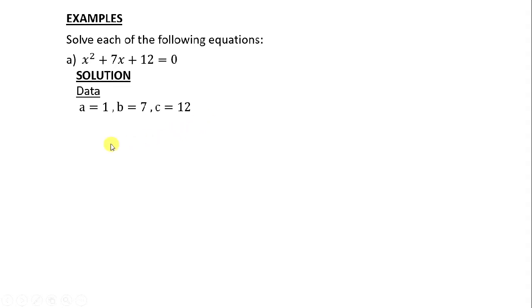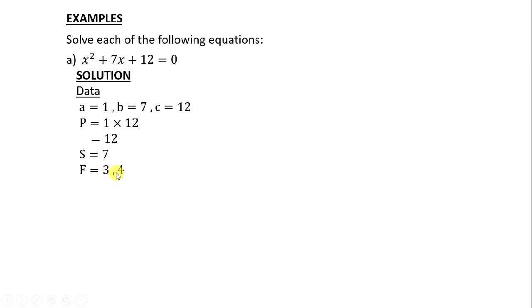So from there, what are we supposed to do? We are supposed to find the product, P, where we are going to multiply 1 times 12. So our P is 1 times 12, which is giving us 12. Our sum is b, which is 7. And then from here, we are supposed to find 2 integers such that when we multiply them together, they give us P, which is 12, and when we add them together, they give us 7.